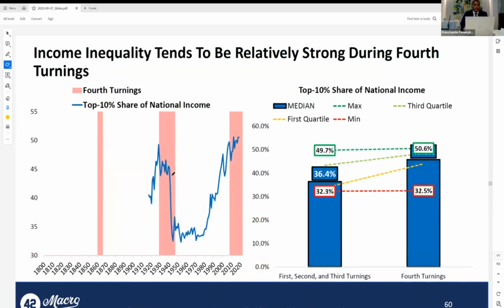Income inequality tends to be relatively strong during fourth turnings. And it's not just because it's going up, but really because that's part of the conditions that create the breakdown in the social mood, creating the fourth turning and the political instability that we typically have. So part of the process of a fourth turning, Neil would say, is getting the economy back to a more equal playing field, not just for different classes of society, but mostly through the lens of generations, so that the young can have an opportunity to grow. So that's part of this redistribution process.